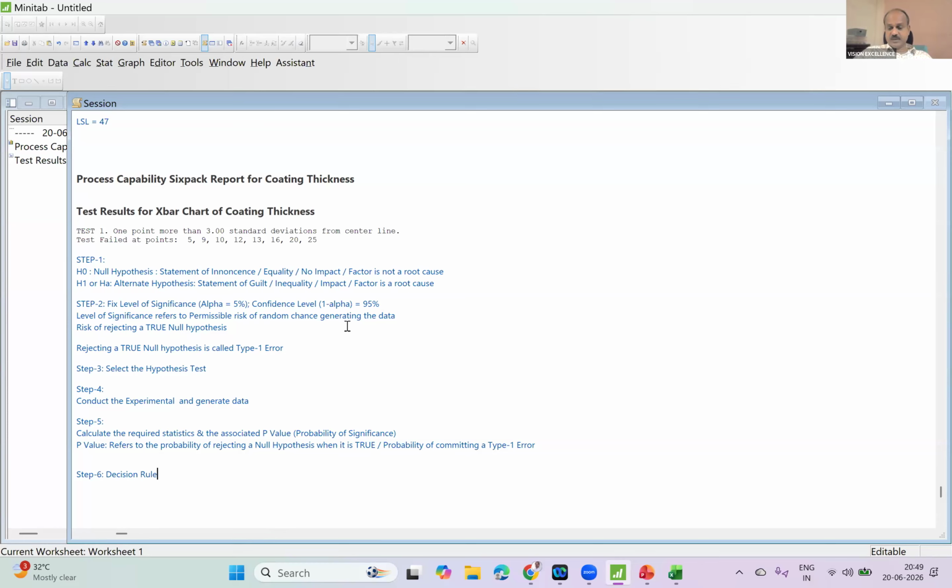decision rule. What is the decision rule? If p-value is below 5%, or below 0.05, then you can reject the null hypothesis. But if p-value is more than 5%, fail to reject the null hypothesis.